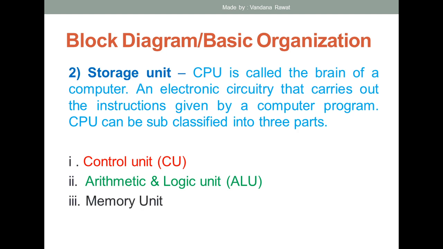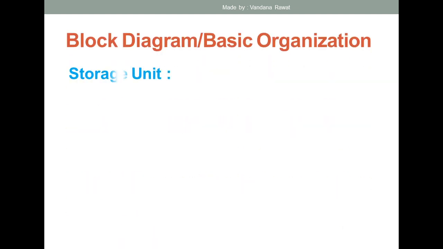Then the next unit is the memory unit. Now what do we mean by the control unit, the arithmetic and logic unit, and then the memory unit? I'll tell you one by one. The storage unit is divided into two types, primary storage and secondary storage. Whenever you check the block diagram of a computer system, you can see that there are two types of storage in a storage unit. The first one is primary storage and the other one is secondary storage.